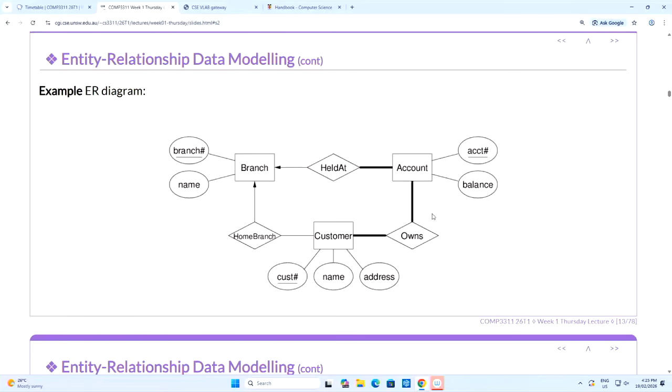So branch has a branch ID. Maybe this is just the BSB, like for banks in Australia. And it has a name. Maybe it's called Kingsford branch, or maybe it's called, I don't know, Barangaroo branch. And for account, it has account number and balance.